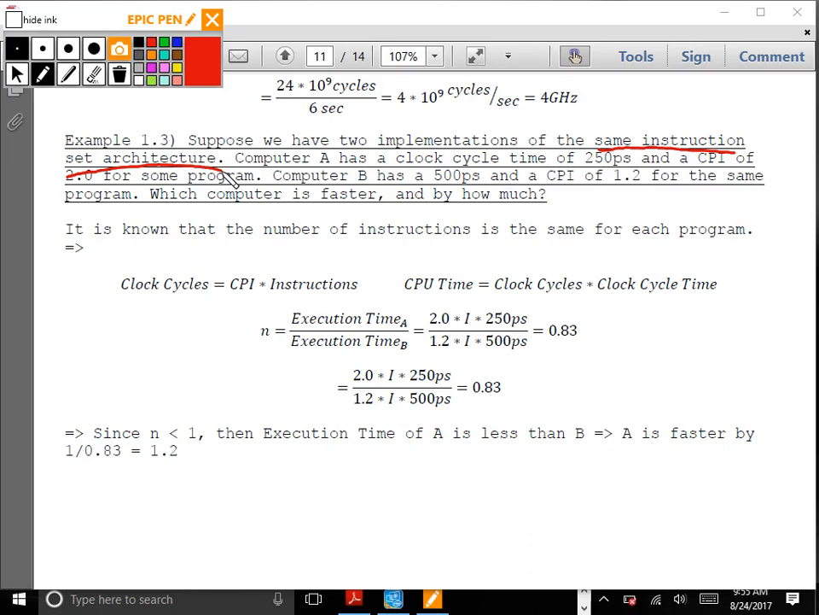Computer A has a clock cycle time of 250 picoseconds. Does anybody, so we know that giga is 10 to the 9, right? What's pico? 10 to the minus 9, correct. And a CPI of 2.0 for some program. Computer B has a clock cycle time of 50 picoseconds and a CPI of 1.0.